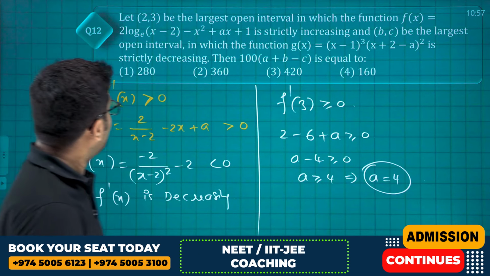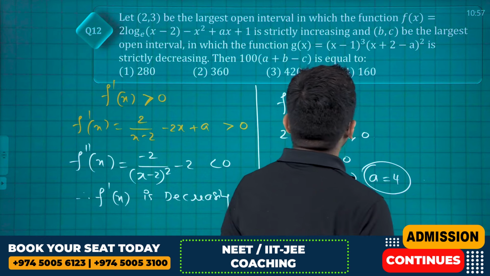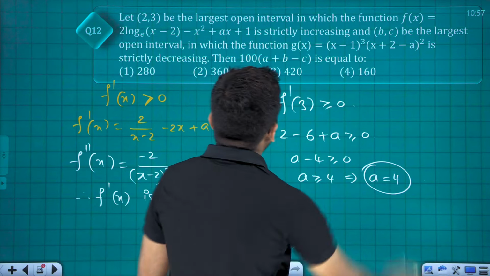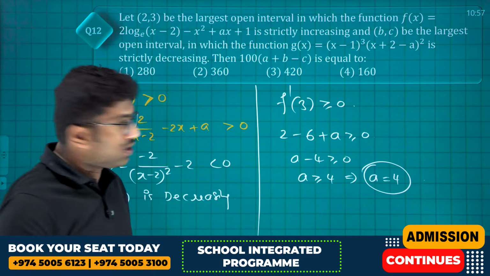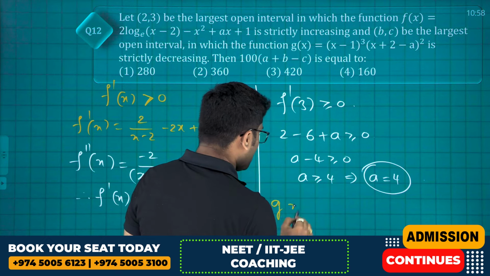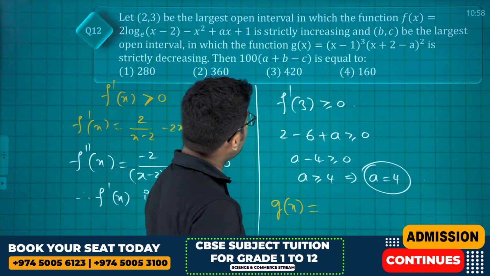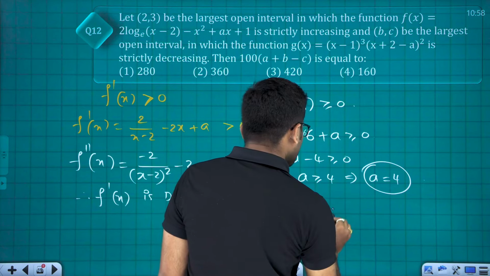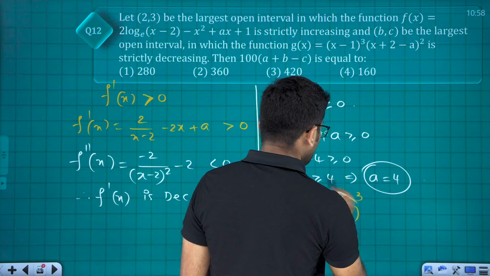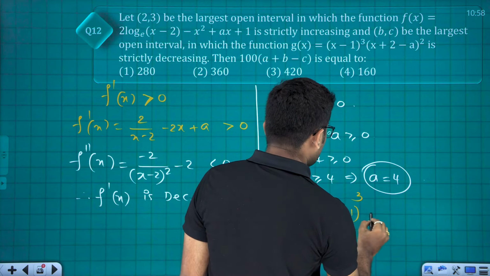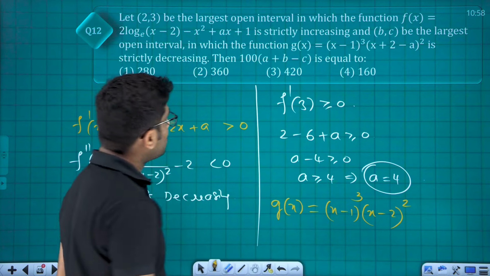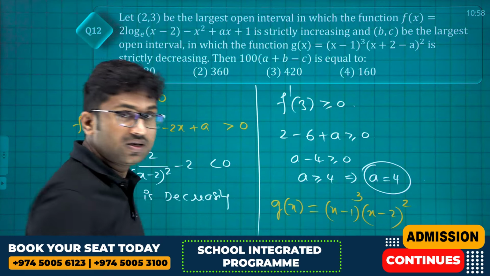Done, we have got a is equal to 4, strictly increasing in b comma c, and b comma c is the largest open interval. Acha, now we have got a value, now we need another function. Another function is g of x is equal to x minus 1 whole cube into x plus 2 minus 4. X plus 2 minus 4 is x minus 2 whole square. So this is strictly decreasing in b comma c, it seems.